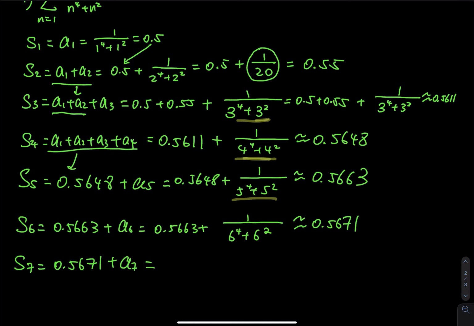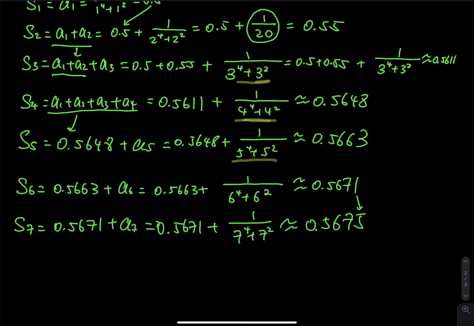So 0.5671 and then plus 1 divided by 7 to the 4 plus 7 squared. Look how tiny that is. So that is approximately equal to 0.5675. So you only add 4 to it. See, the sum is small.